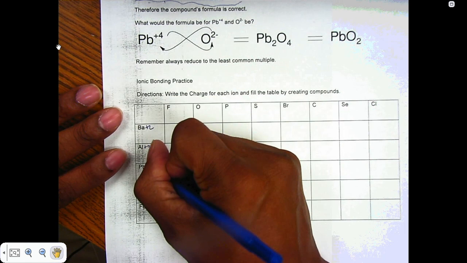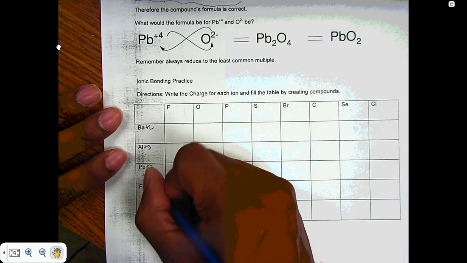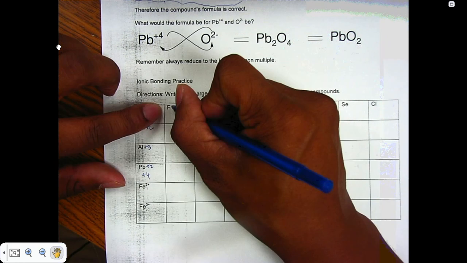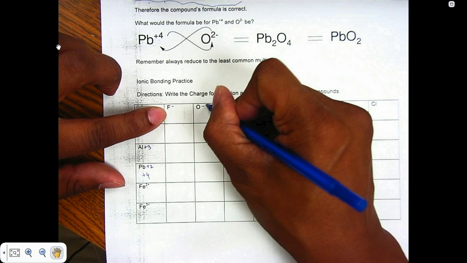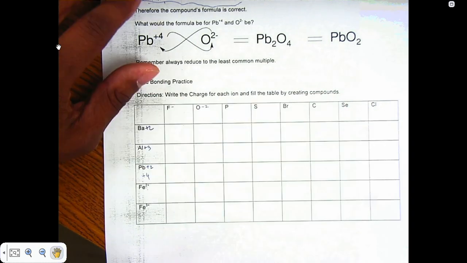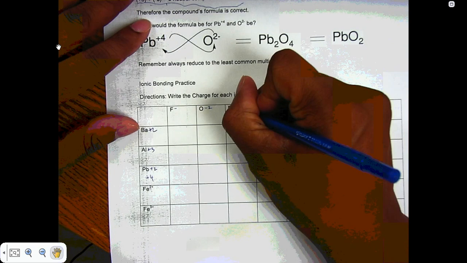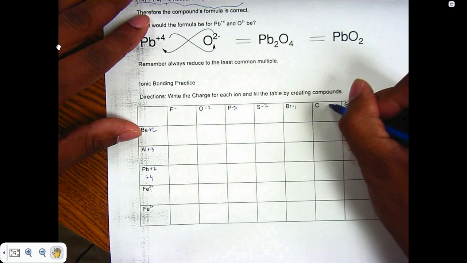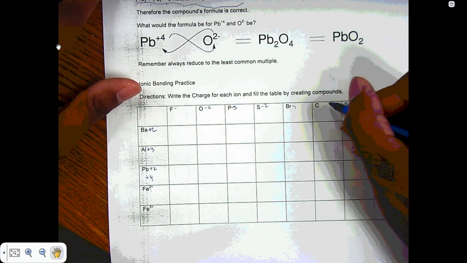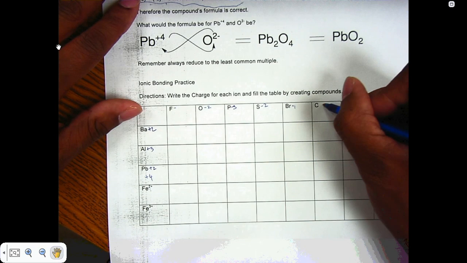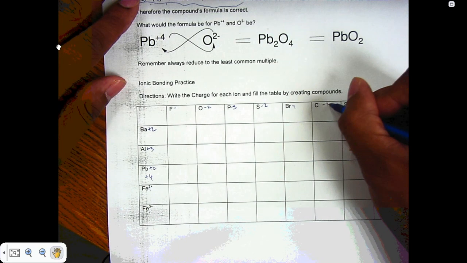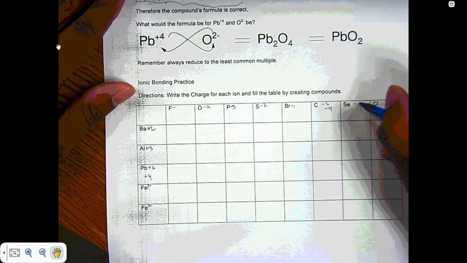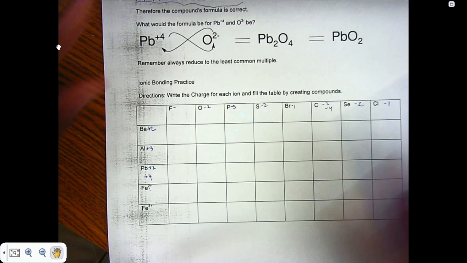Lead is going to be plus 2 unless the evidence says plus 4. This iron is indicated by plus 2. This iron is indicated by plus 3. Fluorine is minus 1. Oxygen is 2 minus. Phosphide in this case is going to be 3 minus, or minus 3, same thing. Minus 2, minus 1. In this case, your carbon is going to do some interesting things. We can use it as a minus 2 or minus 4, depending on the need. Selenium is going to be minus 2 definitely. Chlorine is going to be minus 1.